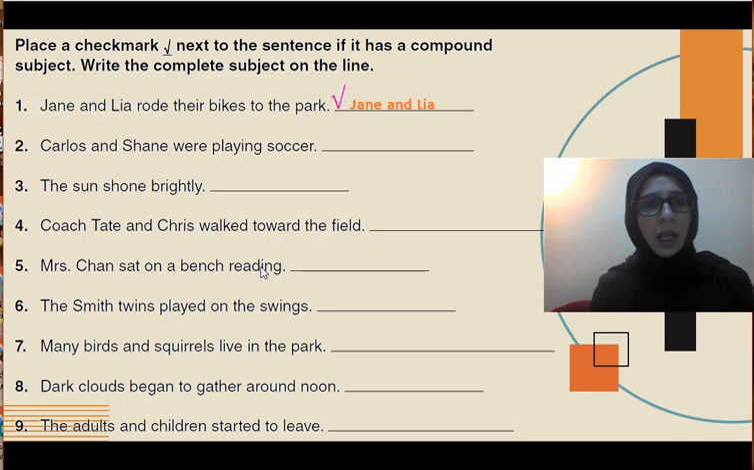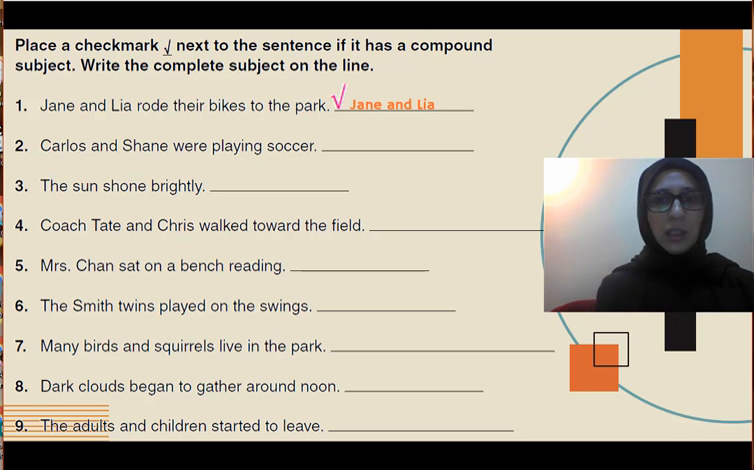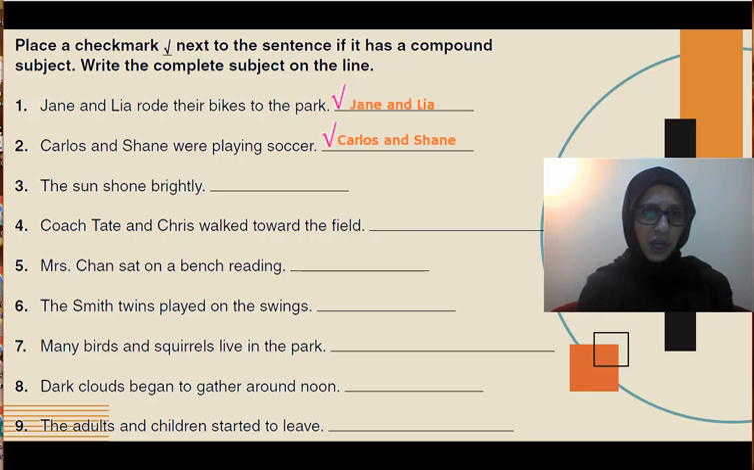Number 2, Carlos and Shane were playing soccer. I have Carlos in one hand and Shane in the other hand. So here I have 2 subjects. So of course I have a compound subject and it is Carlos and Shane.